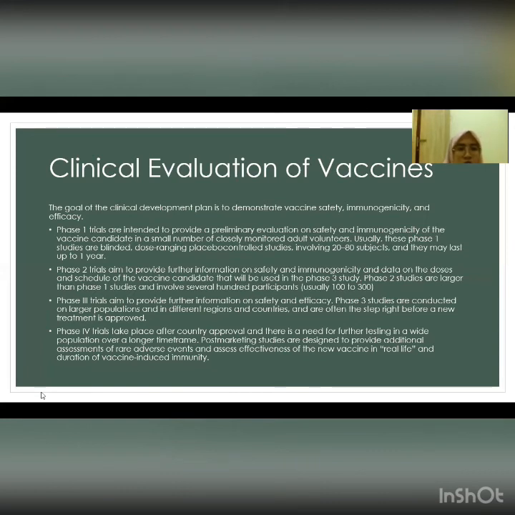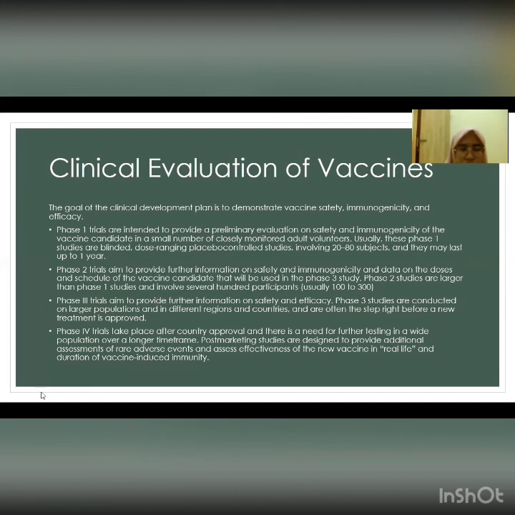And the next one is Phase 3 trials. These aim to provide further information on safety and efficacy. Phase 3 studies are conducted on larger populations and in different regions and countries, and are often the step right before a new treatment is approved. Usually, it's 1,000 or more participants, compared with the Phase 2 trials.